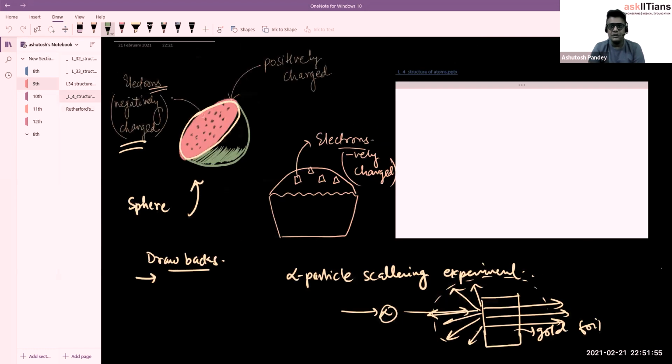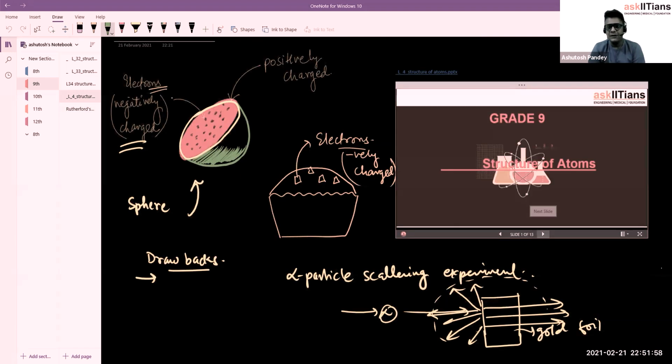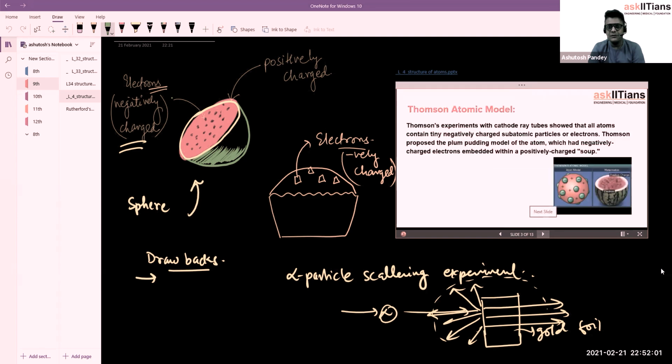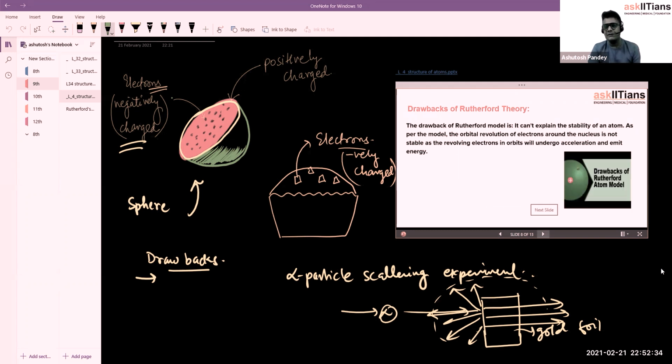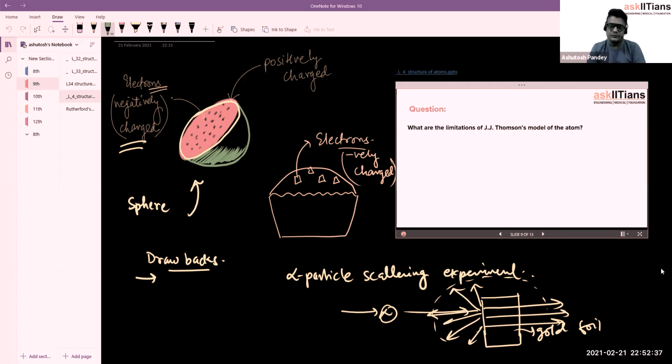Now coming back to our original first slide. Rutherford's model of atom, discovery of nucleus. He arranged this whole setup of the alpha particle experiment, which I already explained. And drawbacks of Rutherford's theory: the model can't explain the stability of an atom. As per the model, the orbital revolution of electrons around the nucleus is not stable, as the revolving electrons in orbits will undergo acceleration and emit energy, and ultimately will fall into the nucleus.